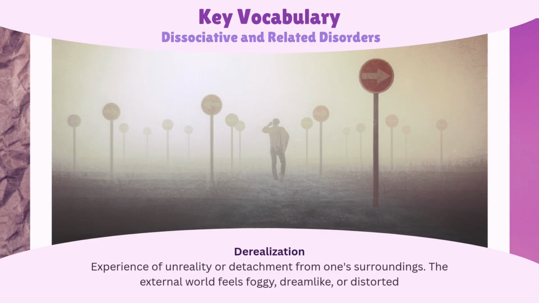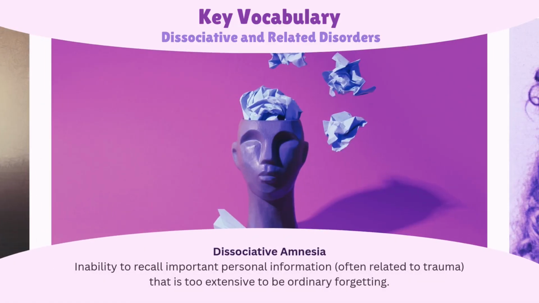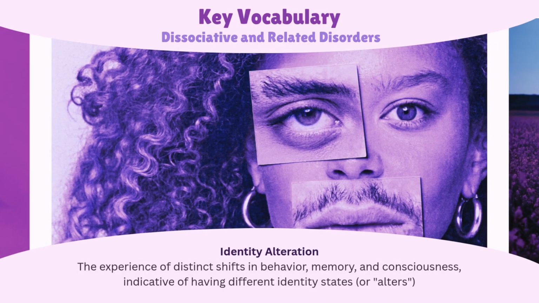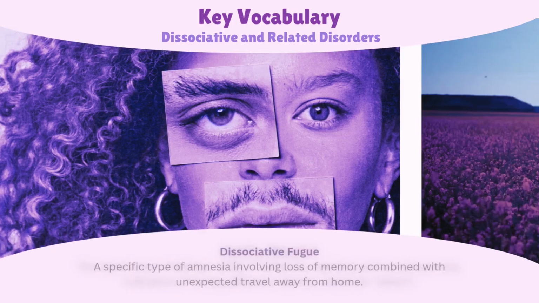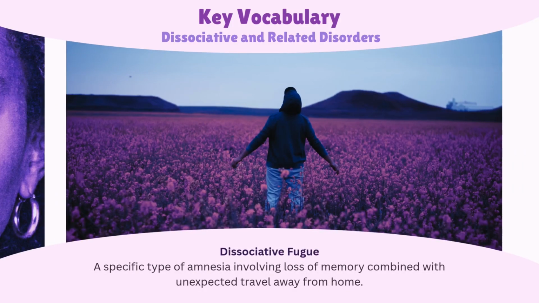Other vocabulary include dissociative amnesia. This is the inability to recall important personal information, often related to trauma, that is far too extensive to be ordinary forgetfulness. The next key vocabulary is identity alteration. This refers to the core feature of experiencing distinct shifts in behavior, memory, and consciousness, like having different identity states, which are also known as alters. Finally, dissociative fugue. This is a specific type of amnesia where the person loses memory and involves an unexpected trip.